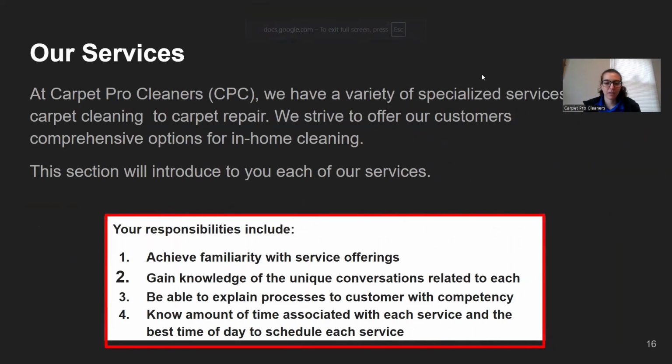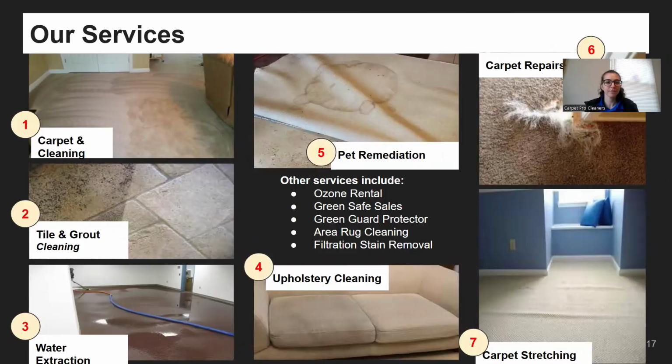So in this chapter, we're going to hopefully introduce you to each of our services, and your responsibilities ultimately will include achieving familiarity with our service offerings, gaining knowledge of the unique conversations related to each, being able to explain the processes to the customer with competency, and know the amount of time associated with each service and the best time of day to schedule them. So all of them will require kind of specific knowledge in order to make sure it's being scheduled right. Information is getting to the technicians correctly, the customers are getting the right conversations, all of those things.